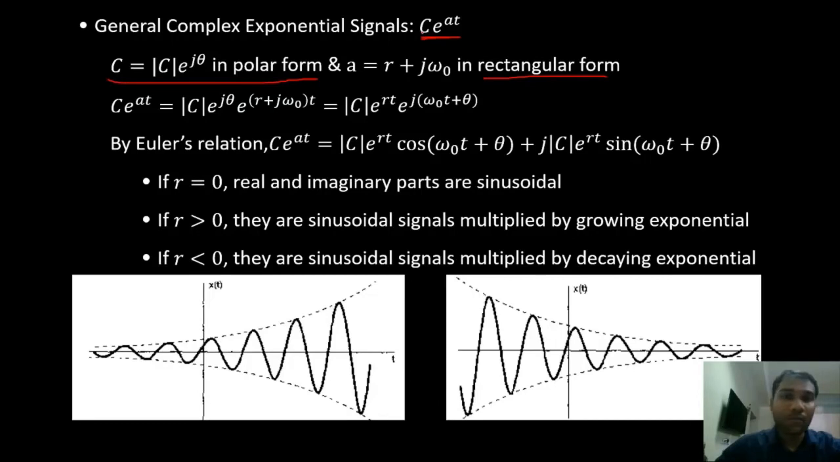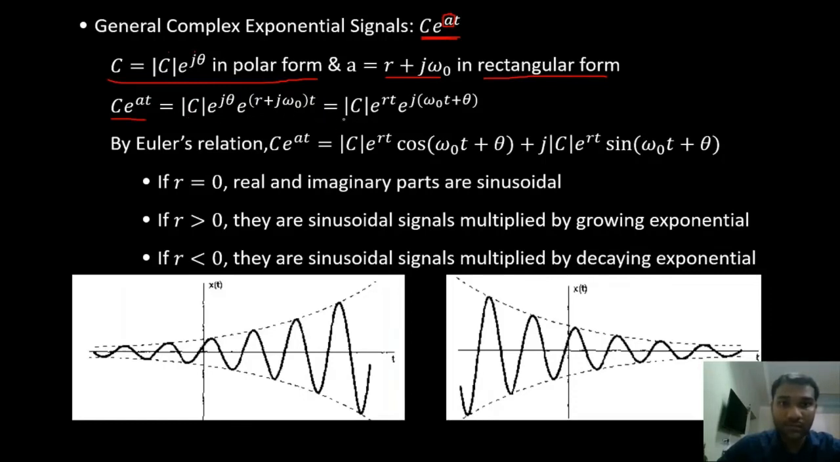Let us take C in polar form. Polar form means I will write this C in terms of its magnitude and phase. Magnitude is mod C and phase is e power j theta. And similarly, A is also a complex number. I am going to represent it in rectangular form as r plus j omega naught. Now I'll substitute these complex numbers of C and A in the general expression of C into e power at. So after I substitute, I'll simplify.